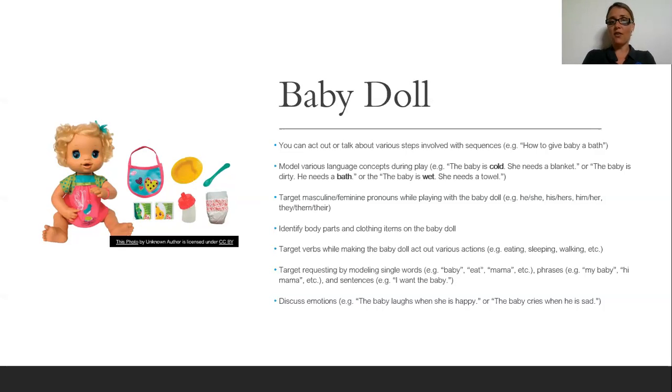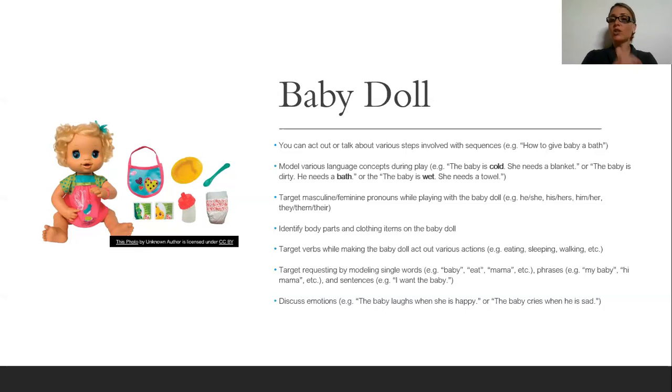You can also model various language concepts during play, like, oh, the baby is cold, she needs a blanket. The baby's dirty, she needs a bath. The baby is wet, she needs a towel. Just so they start getting the exposure to those language concepts. So like cold, dirty, and wet should be highlighted. You can also work on those masculine and feminine pronouns during play with the baby doll. So like he versus she, his, hers.